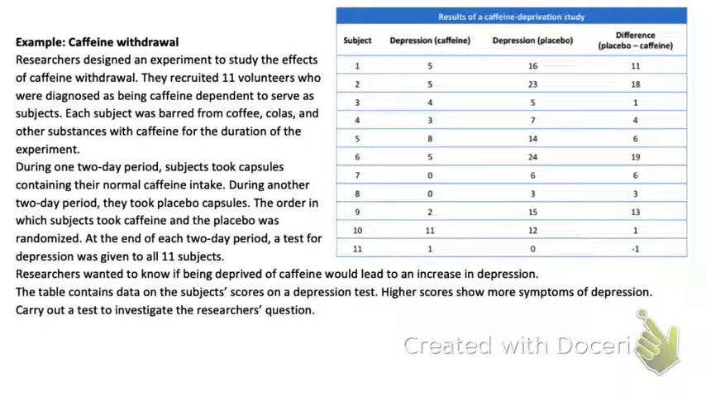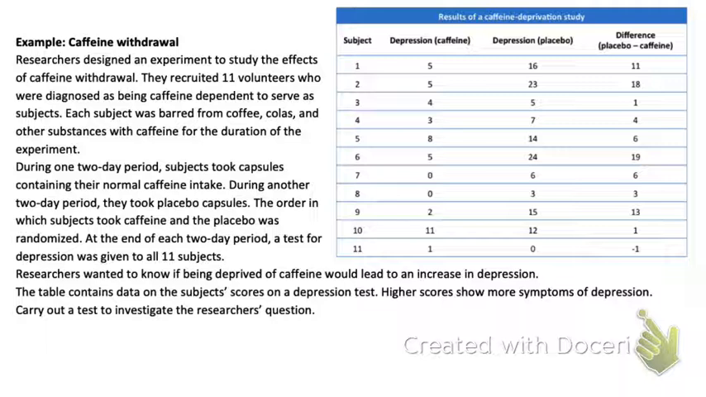Researchers designed an experiment to study the effects of caffeine withdrawal. They recruited 11 volunteers who were diagnosed as being caffeine dependent to serve as subjects. Each subject was barred from coffee, colas, and other substances with caffeine for the duration of the experiment. During one 2-day period, subjects took capsules containing their normal caffeine intake. During another 2-day period, they took placebo capsules. The order in which the subjects took caffeine and the placebo was randomized.